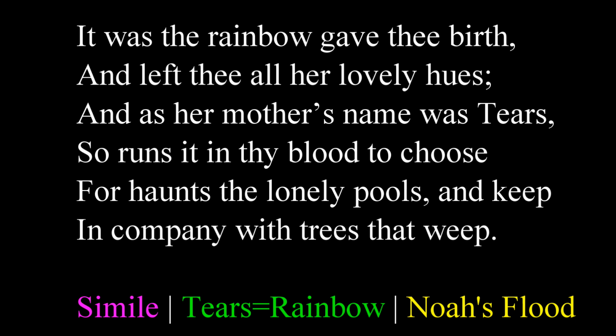And then it said, and left the all her lovely hues. So let us first try to understand that the rainbow is the mother of the kingfisher bird. As we all know, rainbow is very beautiful, and it has several multiple colors. So similarly, as if this particular bird also has inherited the same beautiful multicolored look from her mother rainbow, and left the all her lovely hues. Hues, as we all know, means colors. And as her mother's name was Tears. So here we have another comparison. So the rainbow is also named Tears. But why tears? What is the hidden meaning within it?